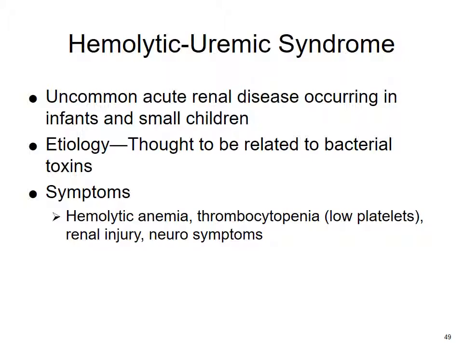Hemolytic uremic syndrome is an uncommon acute renal disease that occurs in infants and small children. It's thought to be related to bacterial toxins. The symptoms are hemolytic anemia, so drop in red blood cell count, drop in H&H, thrombocytopenia, which is low platelets, renal injury, so elevated BUN and creatinine, and neuro symptoms.